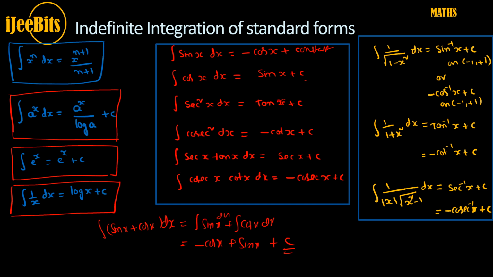And then we also have inverse functions. So integration of 1 by root over 1 minus x square dx is sin inverse x, because the derivative of sin inverse x is 1 by root over 1 minus x square. Similarly, integration of 1 by 1 plus x square is a tan function, so tan inverse x plus c would be your answer. Or also you can say minus cot inverse x, or minus cos inverse x instead of sin inverse x.